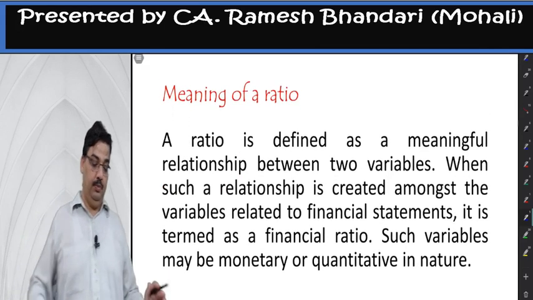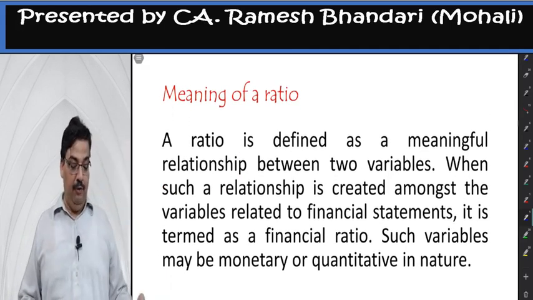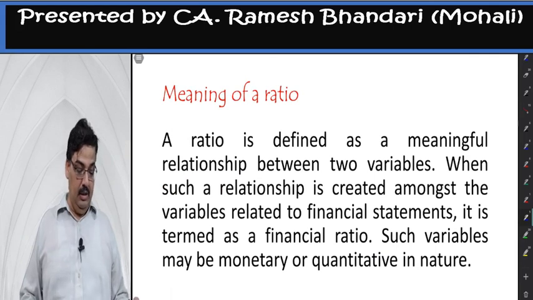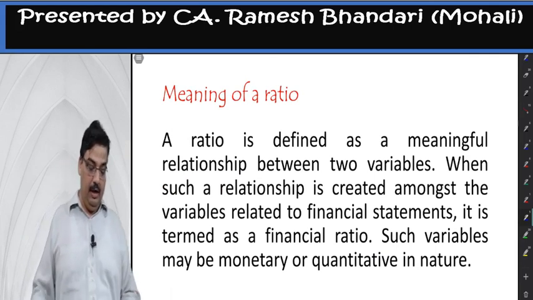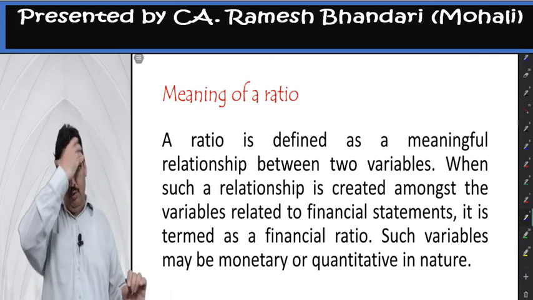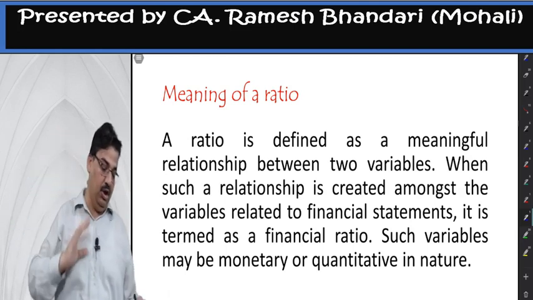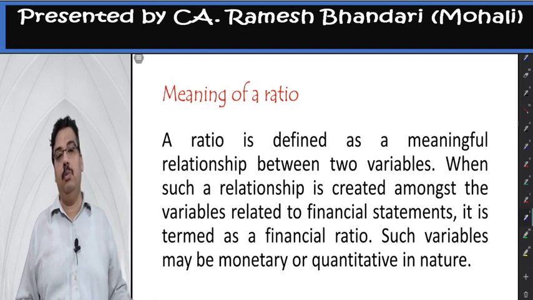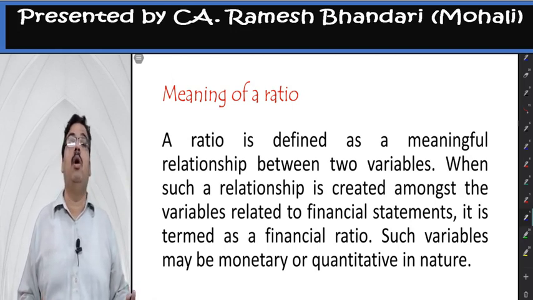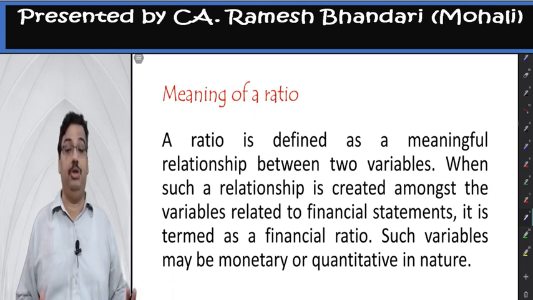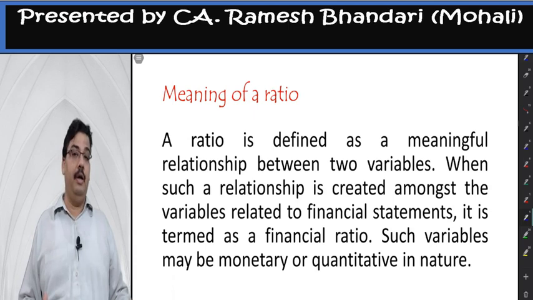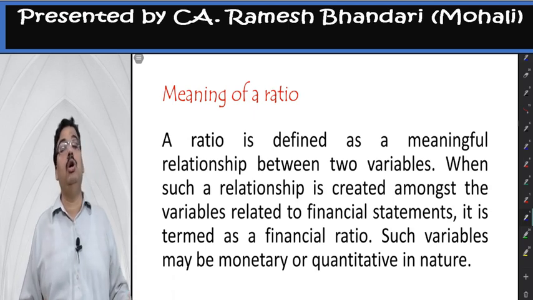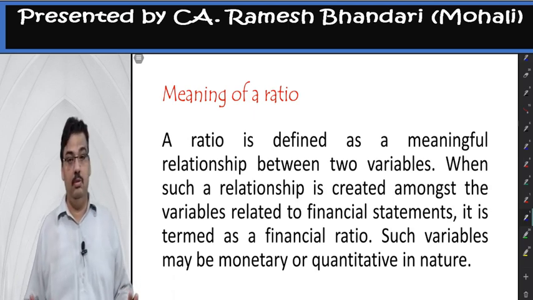What is a ratio? A ratio is defined as a meaningful relationship between two variables. When such a relationship is created amongst the variables related to financial statements, we term it a financial ratio. Such variables can be monetary or quantitative in nature. More or less monetary, but some odd ratios can be quantitative. For example, EPS, earnings per share, has the number of shares as the denominator. So that is quantitative, not monetary. The majority of ratios have monetary variables.